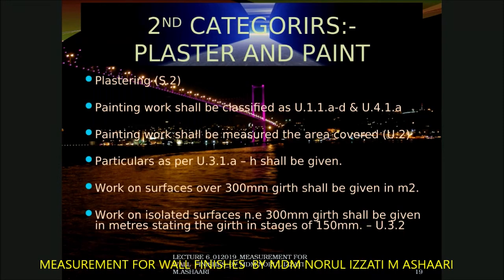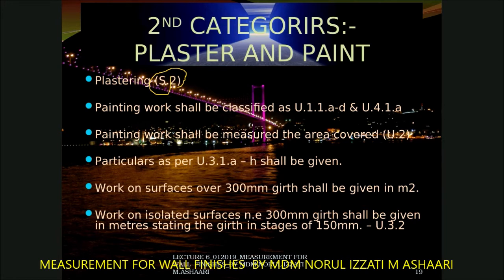Now we move to the second category: plaster and painting. Plaster you measure as usual under section 0.2, as in situ finishing. Painting you measure similar to before, under painting to the surfaces of the plastering, under section U 0.1.1, and how you write the description is under U 4.1.